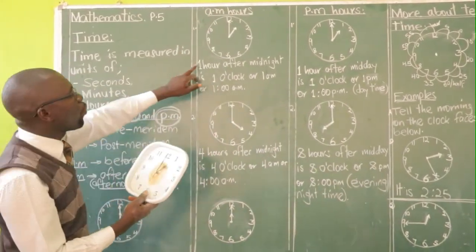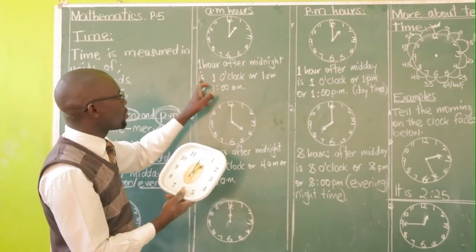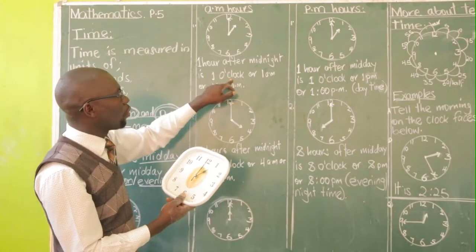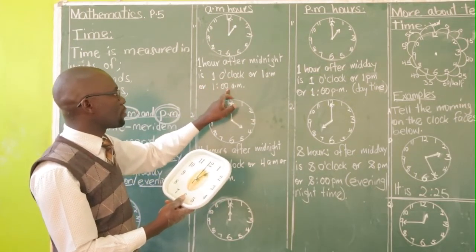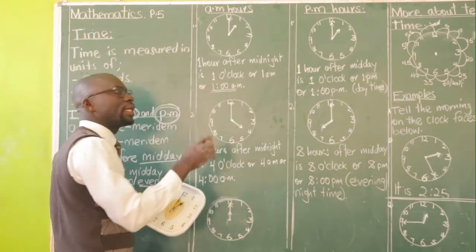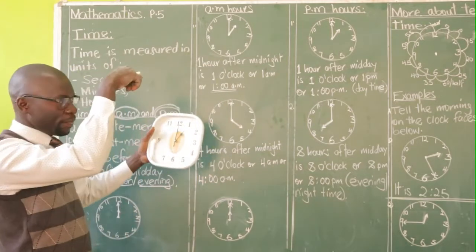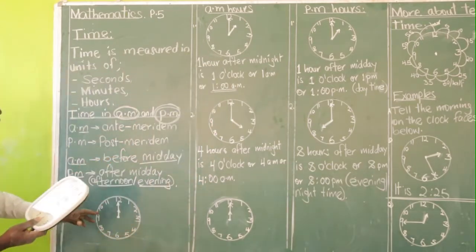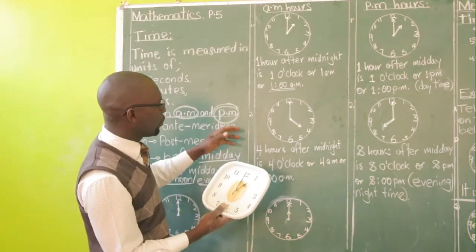So that one is 1 hour after midnight, when it's in the night, is the same as 1 o'clock, or 1 AM, or 1:00 AM. This one means that no minute has gone past 1 in the night. So this is 1 AM in the night. So we are still telling time in AM. When we get to PM, we shall see how that one can be also.